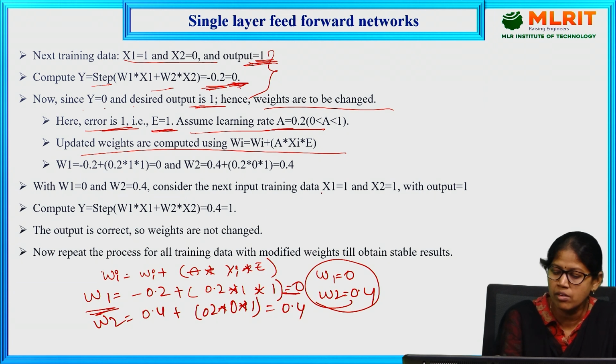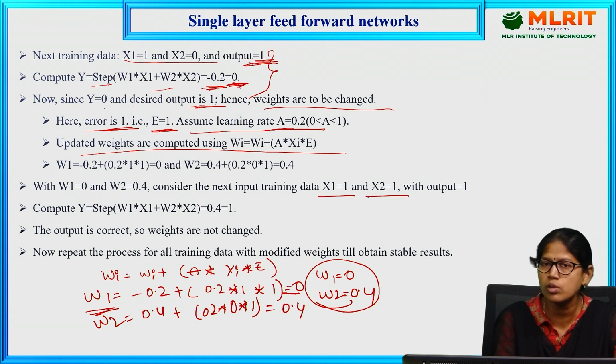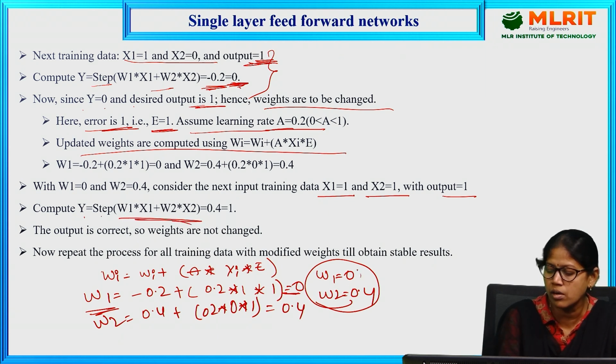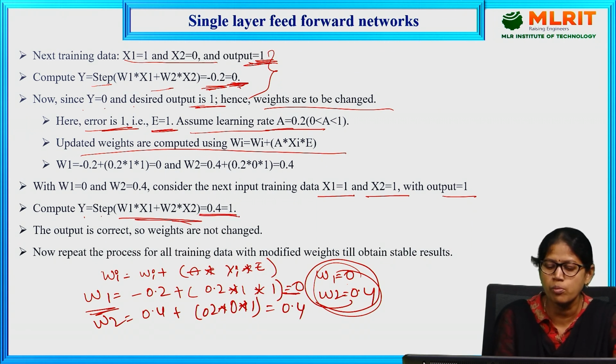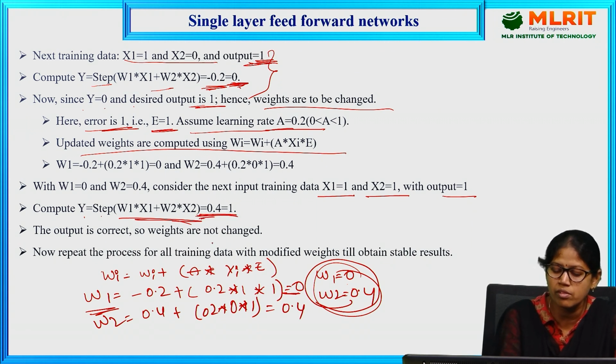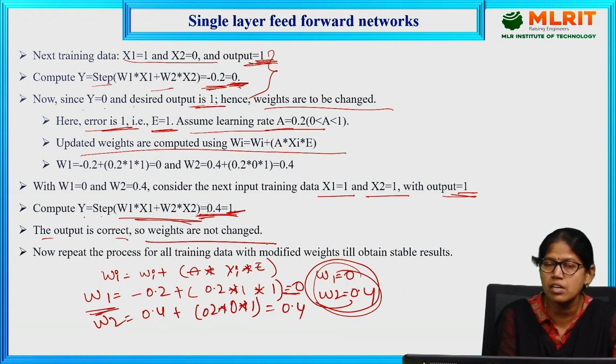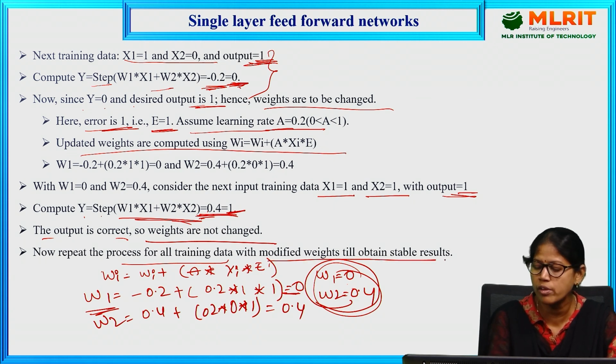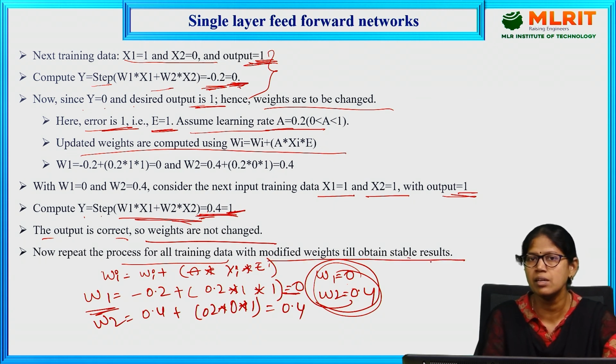The next training values are x1 equal to 1, x2 equal to 1, output is 1. Now compute y equal to step of the values. Substitute these weights into this formula. Then the output is 0.4. So the threshold value is greater than or equal to 0.4. So the output is 1 and the desired output is also 1. Both are the same. The output is correct. So weights are not changed. So repeat the same process for all training examples with modified weights till we obtain stable results, where all the desired outputs and computed output values are equal.